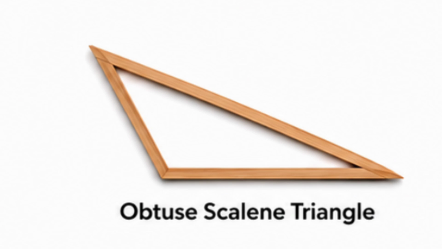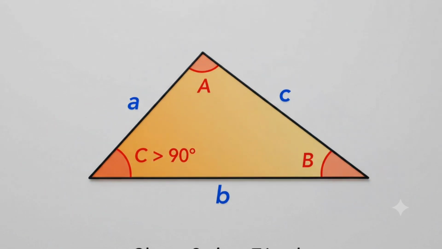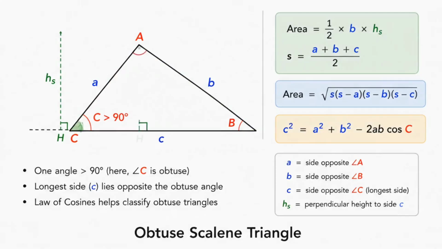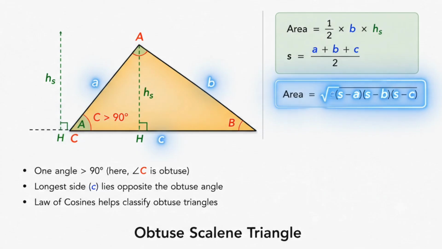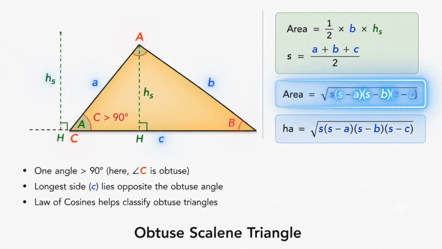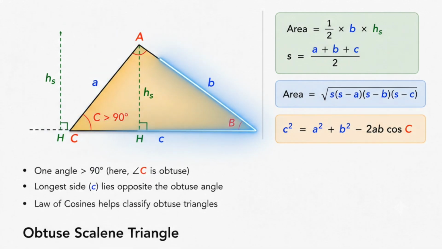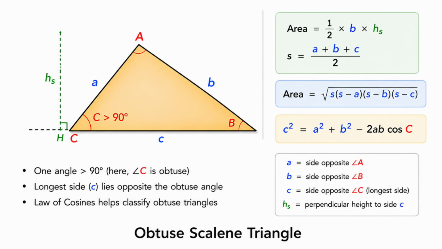Obtuse scalene triangle. An obtuse scalene triangle has one angle greater than 90 degrees and 3 unequal sides. Its irregular shape makes it one of the most flexible triangles for real-world applications. The perimeter is P equals A plus B plus C. The area can be calculated using 1/2 times B times H when the height is known, or by Heron's formula, area equals the square root of S times (S minus A) times (S minus B) times (S minus C), when only the side lengths are available. The law of cosines is also widely used to analyze this triangle because it accurately relates its unequal sides and obtuse angle.